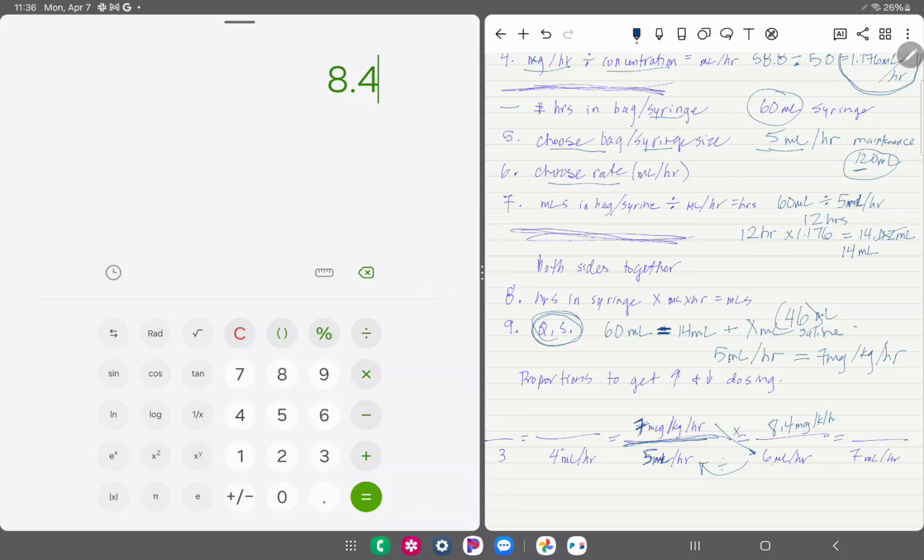All right, so let's say I did bump it up to 6 mils an hour to try to fight the pain. Great, but now I know that it's at 8.4 mic per kg per hour. So that's the math I have to do to make sure I'm recording this properly.